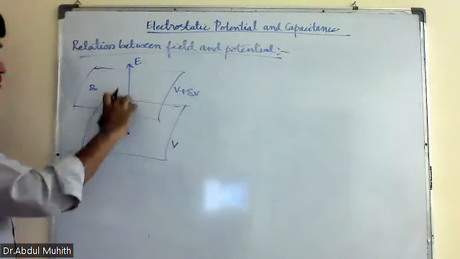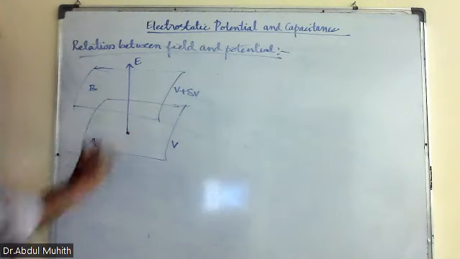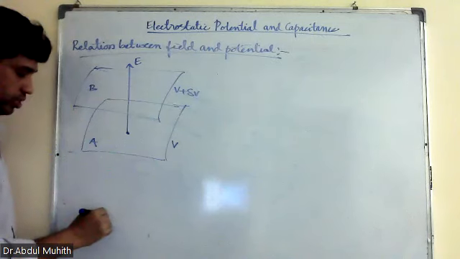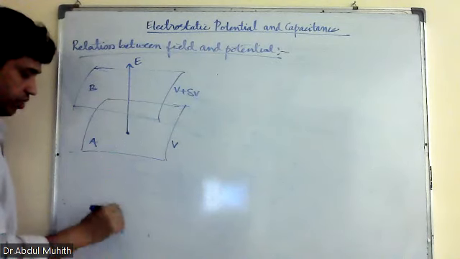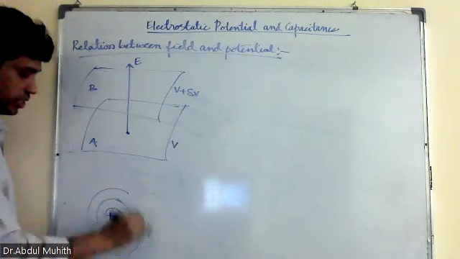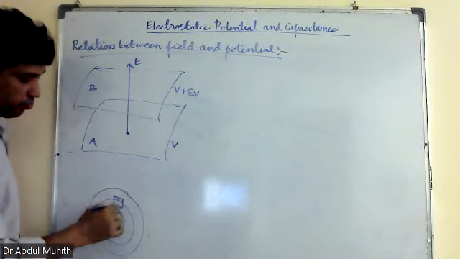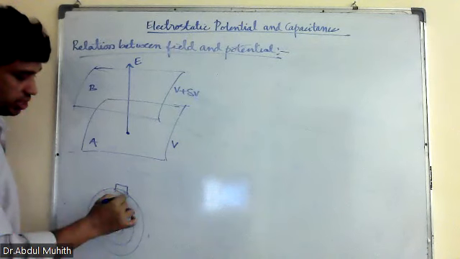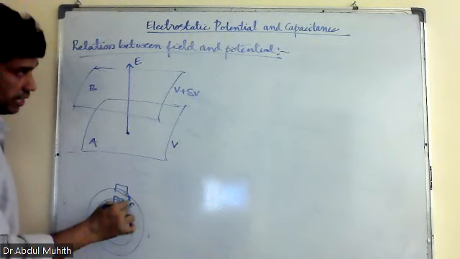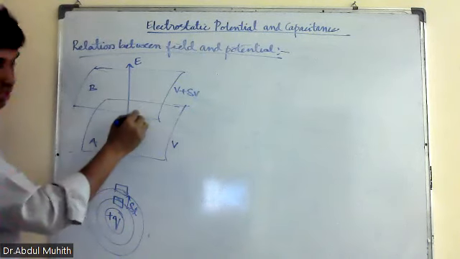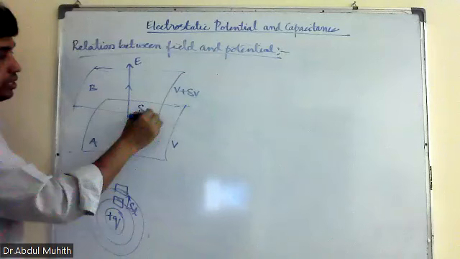So the distance between two spherical surfaces, this is one spherical surface, this is the second. Suppose there is a positive charge like this, you have concentric spheres like this. We have taken part of this one and part of this one. The distance between both of them is delta L, or dl. Is it clear?